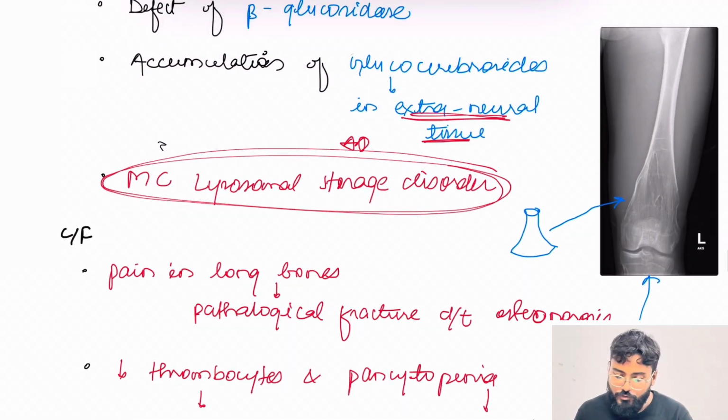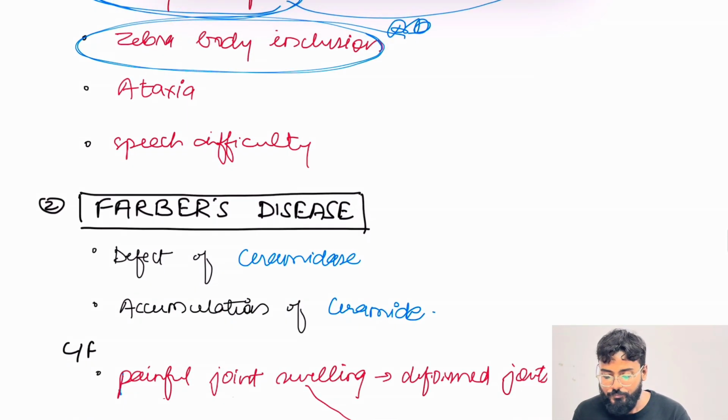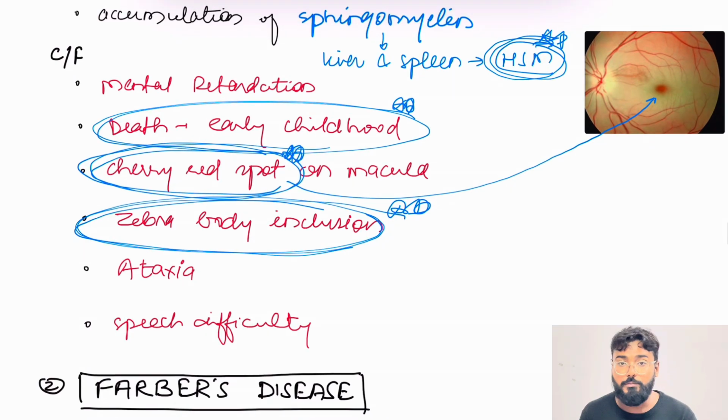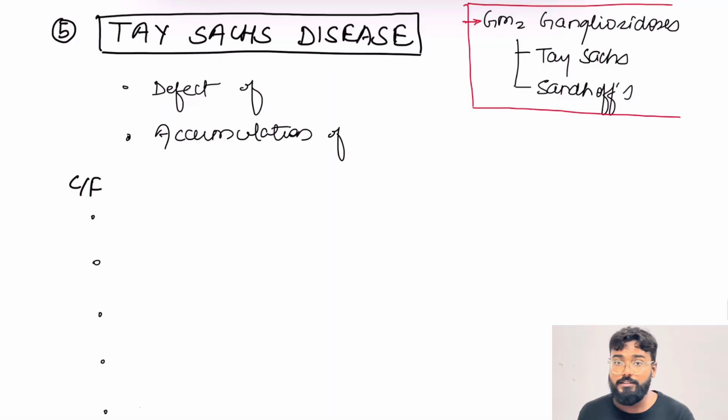In case of Gaucher, please remember Erlenmeyer flask and crumpled tissue paper appearance. And in case of Niemann-Pick, please remember zebra body inclusions. So please remember these differentiating features, that is really going to help you differentiate a particular sphingolipidosis from other. Now next one is your Tay-Sachs disease.